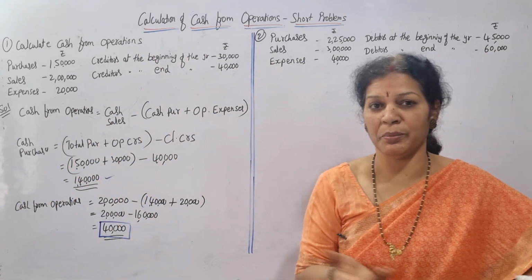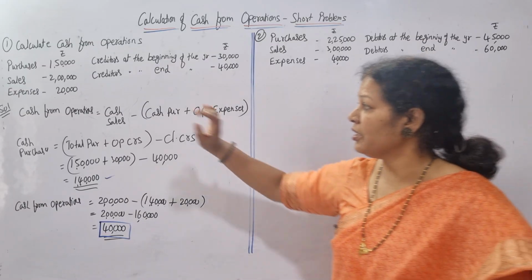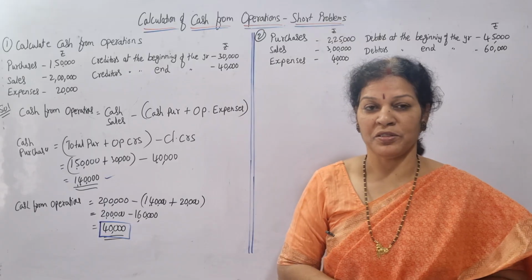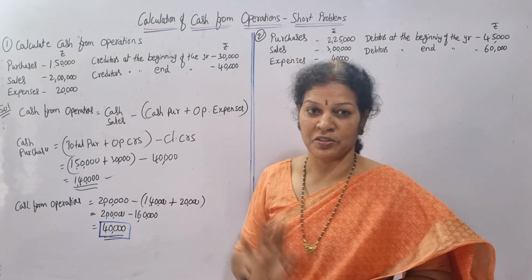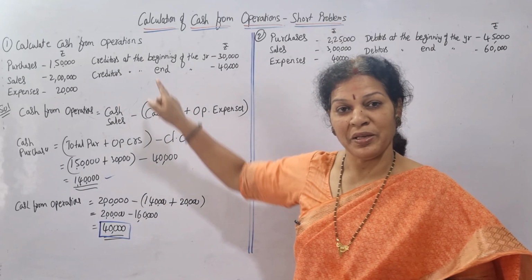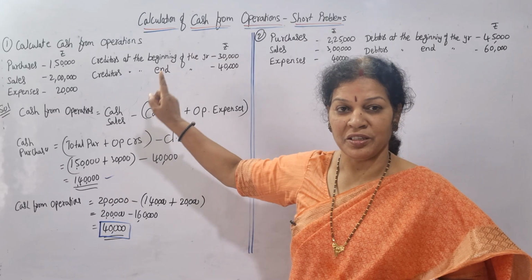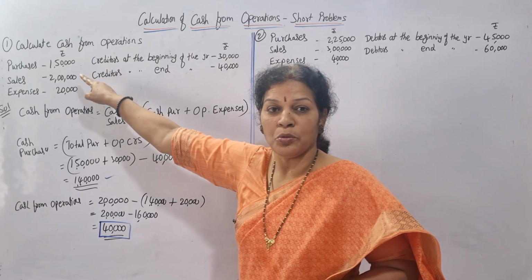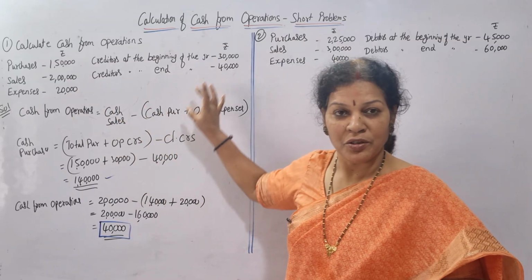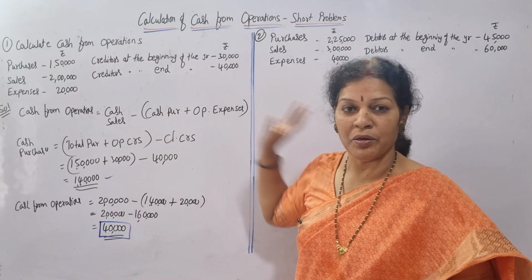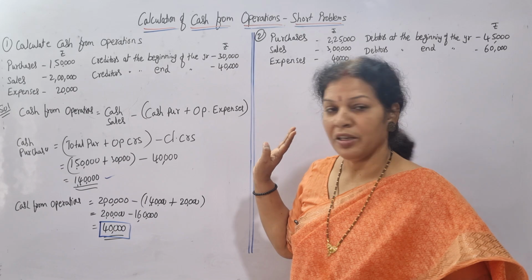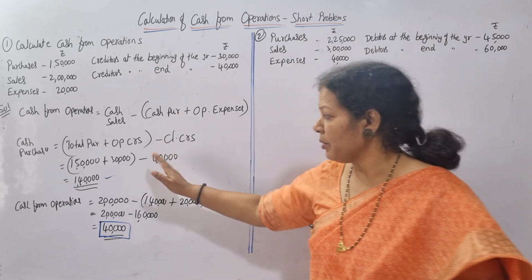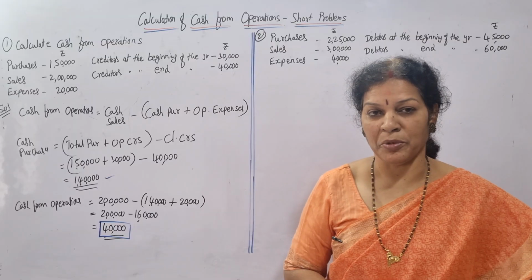Cash from operations is income minus expenses. Income is here; I found only sales are income. Minus expenses. Expenses means purchases and expenses. For purchases we have opening and closing creditors. So we found the cash purchases like this: total purchases plus opening creditors minus closing creditors, so that you get the cash purchases. Cash purchases only we have to take. Implement that in the formula, so you get cash from operations.